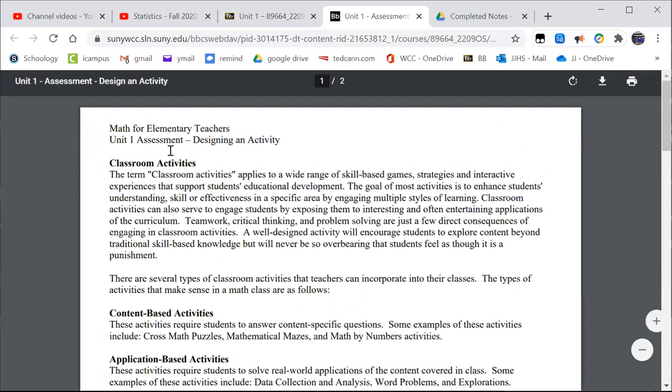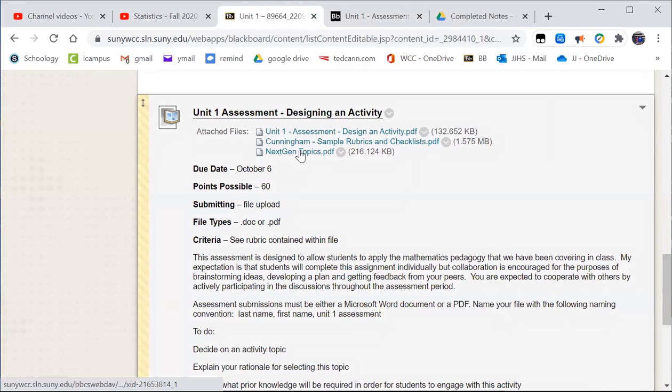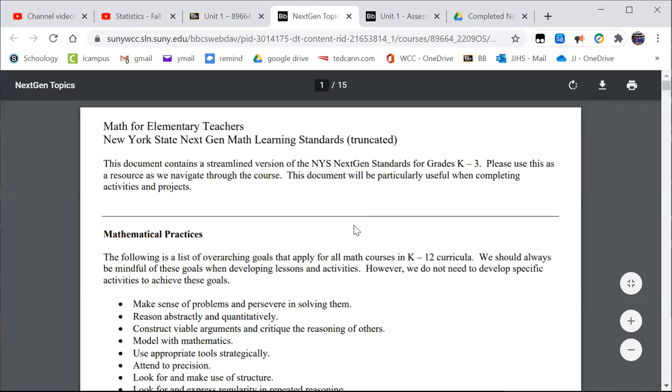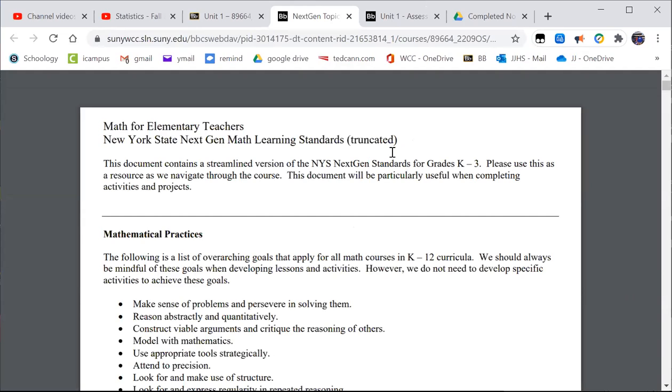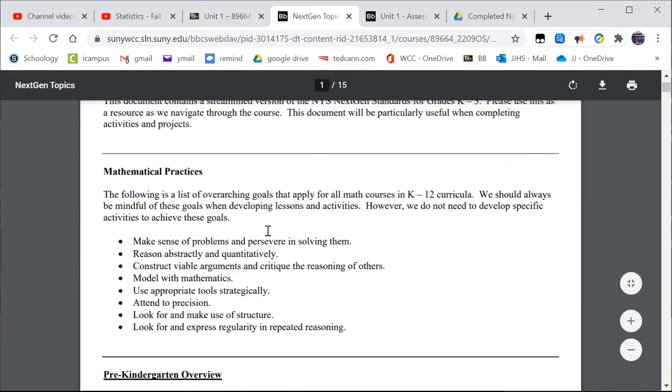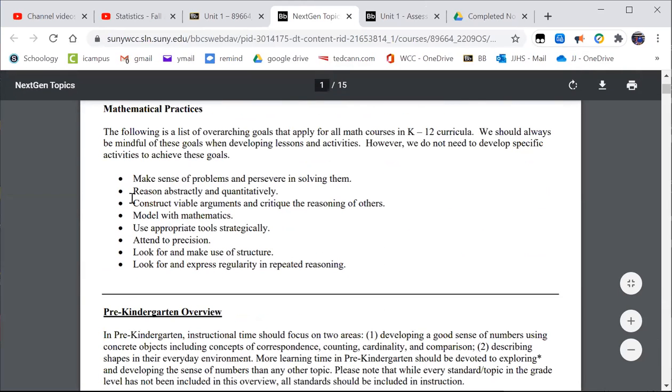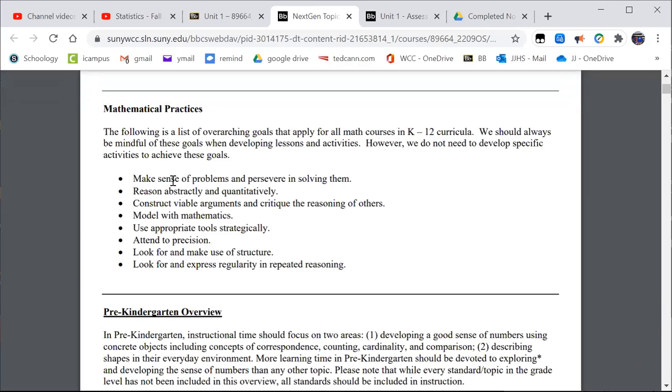That's that. Now let me kick on over to the next gen topics. So the next gen topics, state standards, truncated version, because we all have access to the full blown set of K through 12 standards for the state. And if you look through it, it's a disaster. Whoever came up with that organizational strategy was just trying to impress somebody, I don't know, but it wasn't us, right? So the standards account for mathematical practices. There's a reason why they call it standards. This is consistent throughout all K through 12.